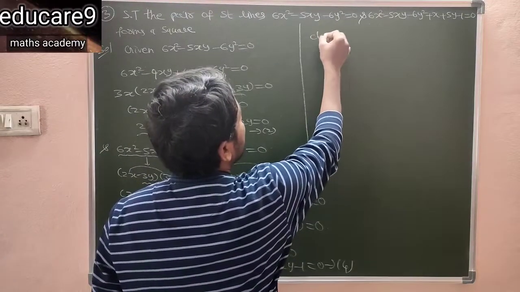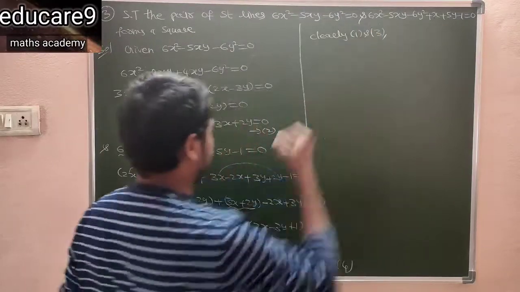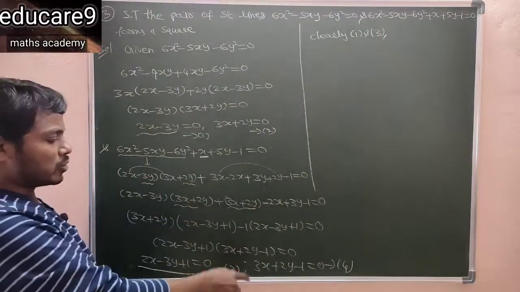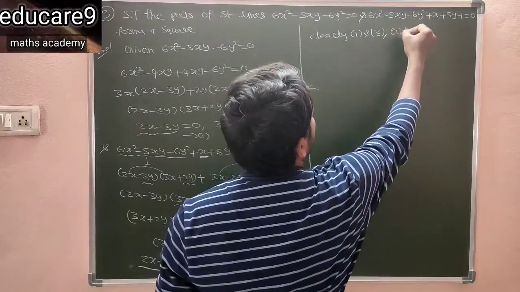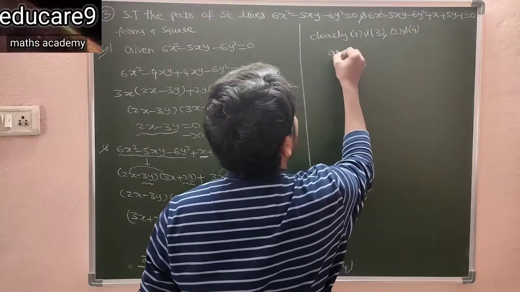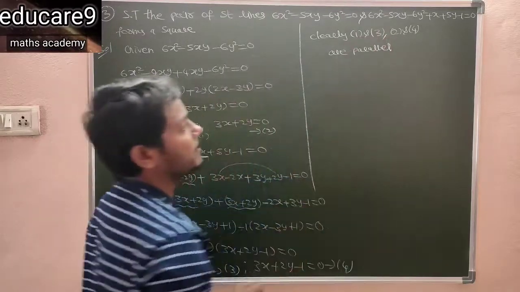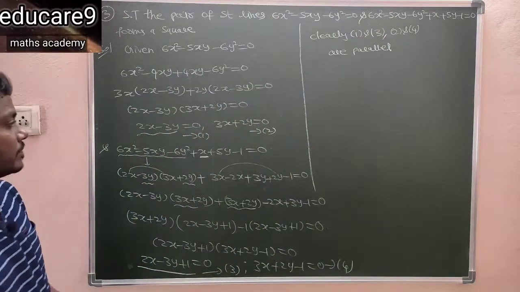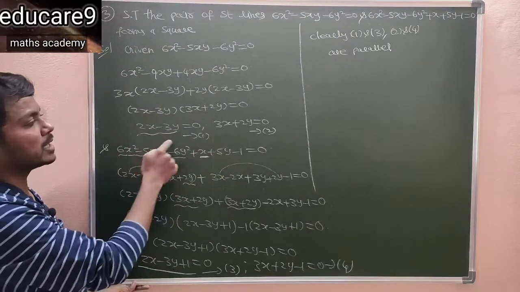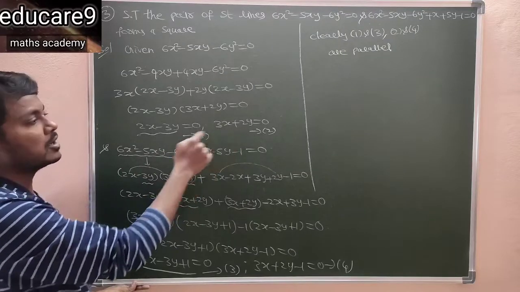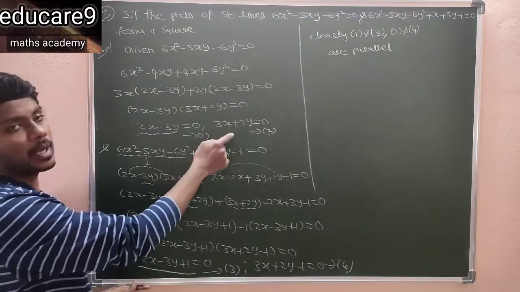So clearly 1 and 3 are parallel. Next, once you observe 2 and 4, these are also parallel. So 2 and 4 are parallel. Okay. Next again, 1 and 2. This is 2x minus 3y, slope is 2 by 3. This slope is minus 3 by 2. So the product of the slopes is minus 1. So these two lines are perpendicular.